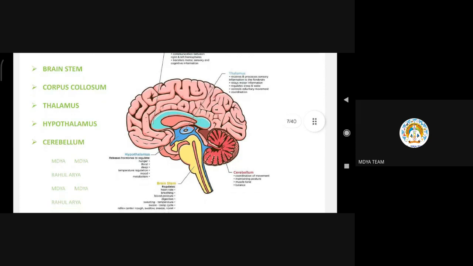Now, brain stem consists of medulla oblongata, midbrain, and pons, what we have just discussed. Yes, very good. So, this is a complete structure of the brain.